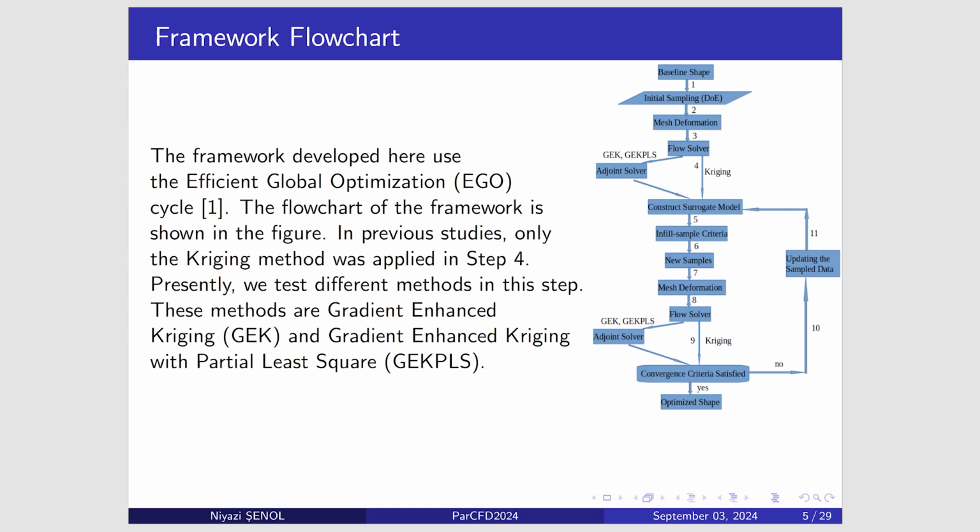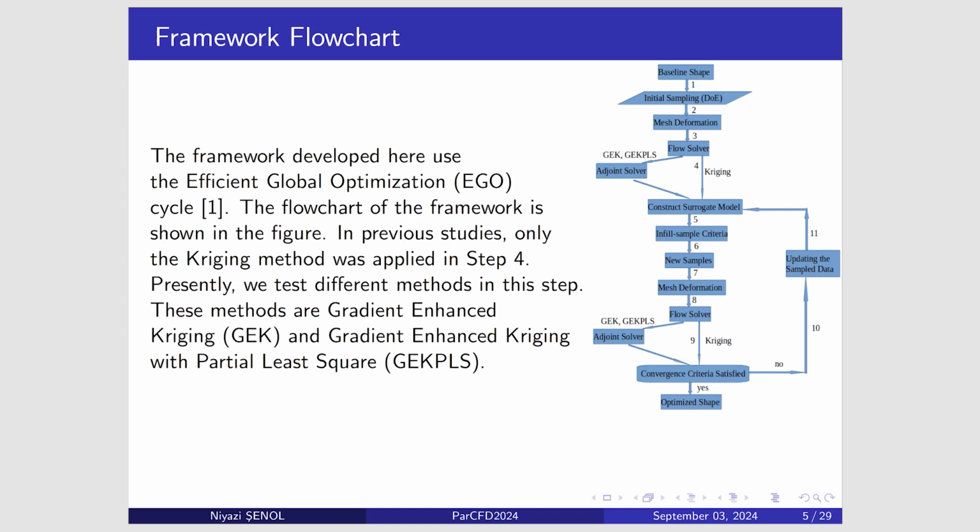In step 4, we solve the flow with the SU2 CFD code. If you are using kriging, we construct the surrogate model. But if you are using GEK and GEK-PLS, you need gradient information, so you have an additional adjoint solver step. SU2 is also capable of providing the adjoint.